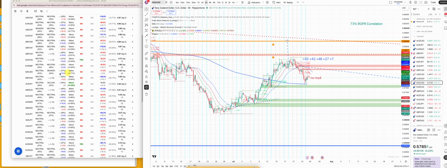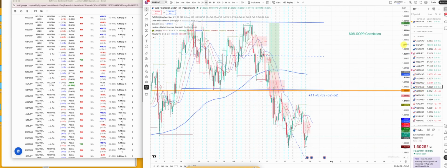What have we got going on the Kiwi? Neutral. Bearish on FX SSI. Minus 17. Okay, so bearish on the relative OPR, and we've got bearish on FX SSI. It's just that IG markets need to catch up, and this needs to get a little bit stronger. And we need to cross the moving average on the 4 hour. But I'm going to put that in pink because that's one to watch. Yeah, I might get a trade on that next week.